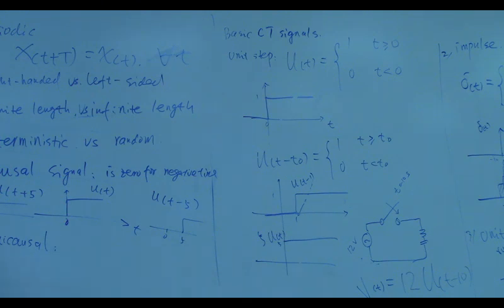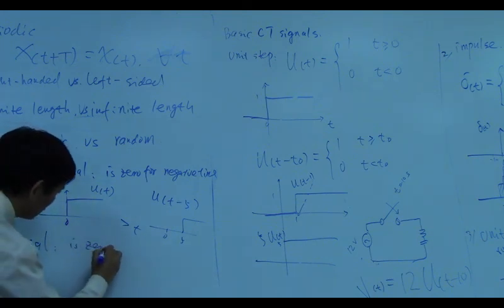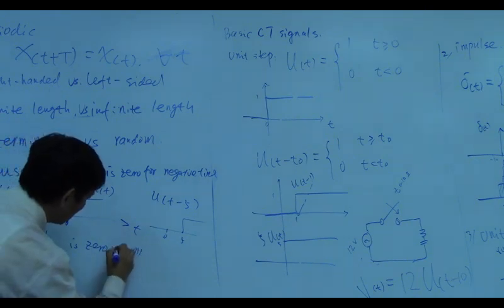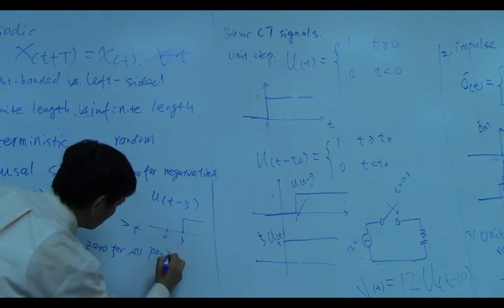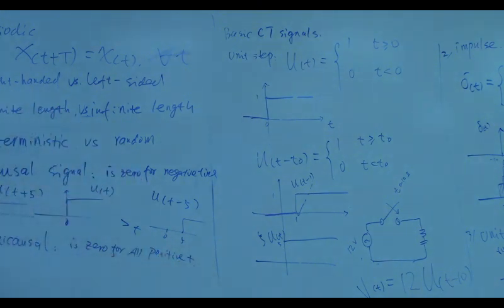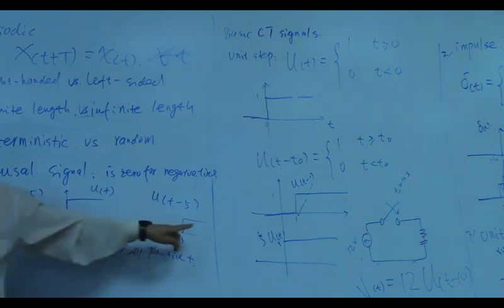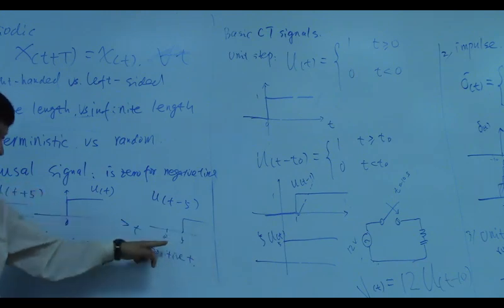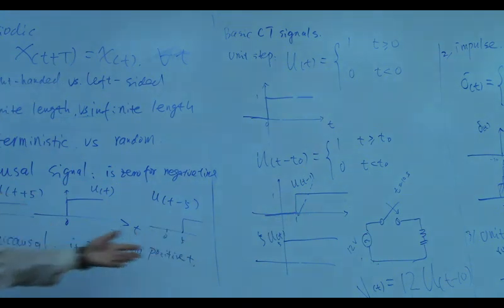The next concept is called anti-causal, just opposite to causal. It means the signal is 0 for all positive time, for positive t. Is this anti-causal? Anti-causal means 0 for all positive time. Is this anti-causal? No. Is this? No. Is this? No. They are not 0 for positive time. For example, here, when t equals 100, none of them is 0, right? So this is not anti-causal.